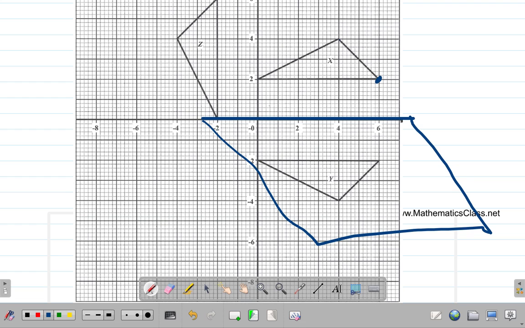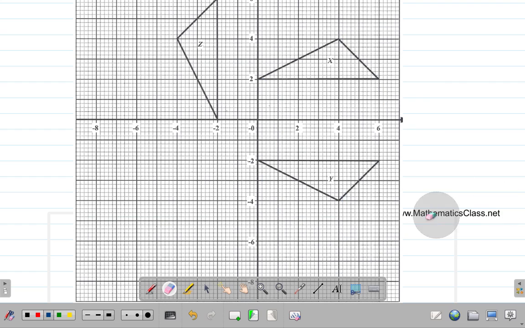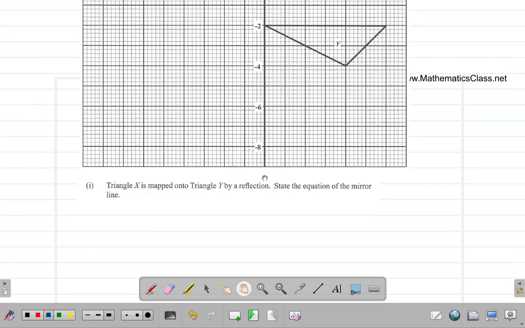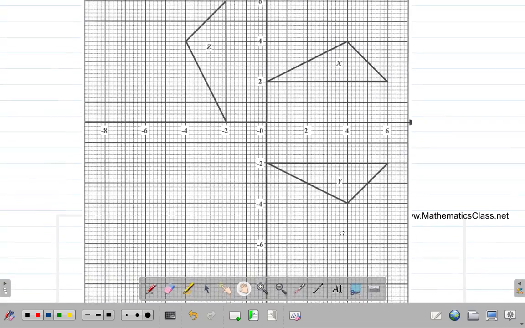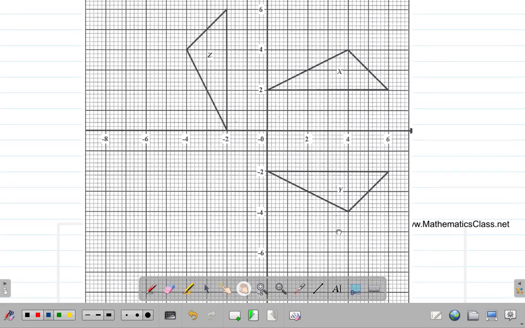So this would be this point. This would be this point down here. This would be this. Right? So the mirror line is the line where you put the edge of the mirror against, at the x-axis. So basically you can see the mirror line is the x-axis. What does the question say again? They say state the equation of the mirror line. That means the equation of the x-axis.